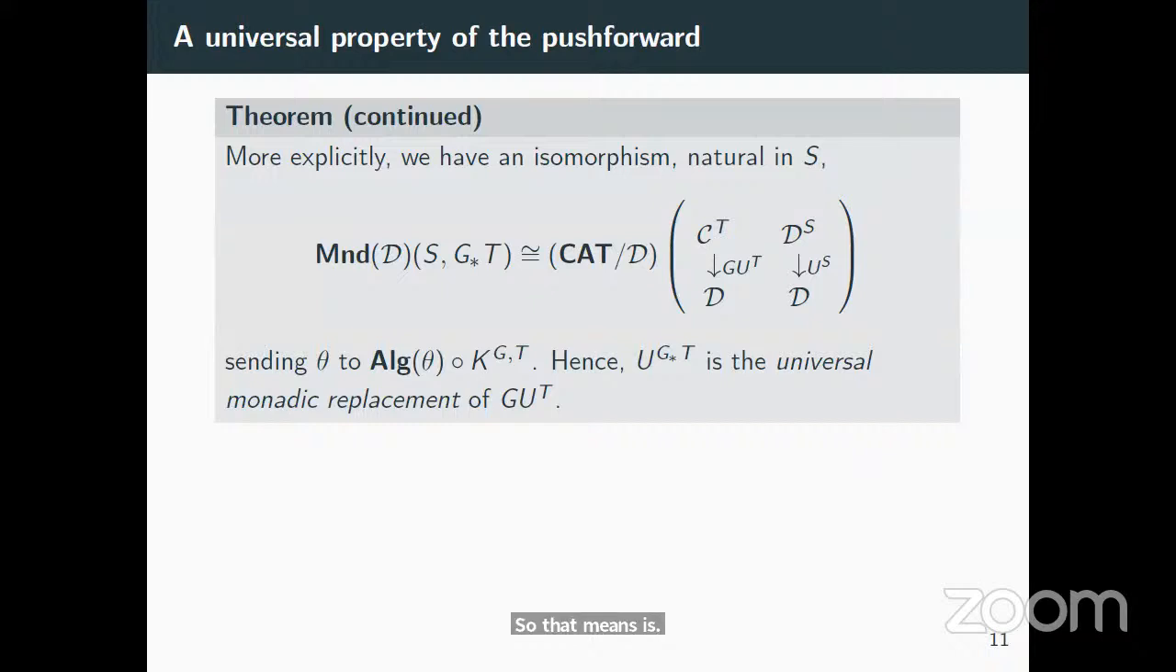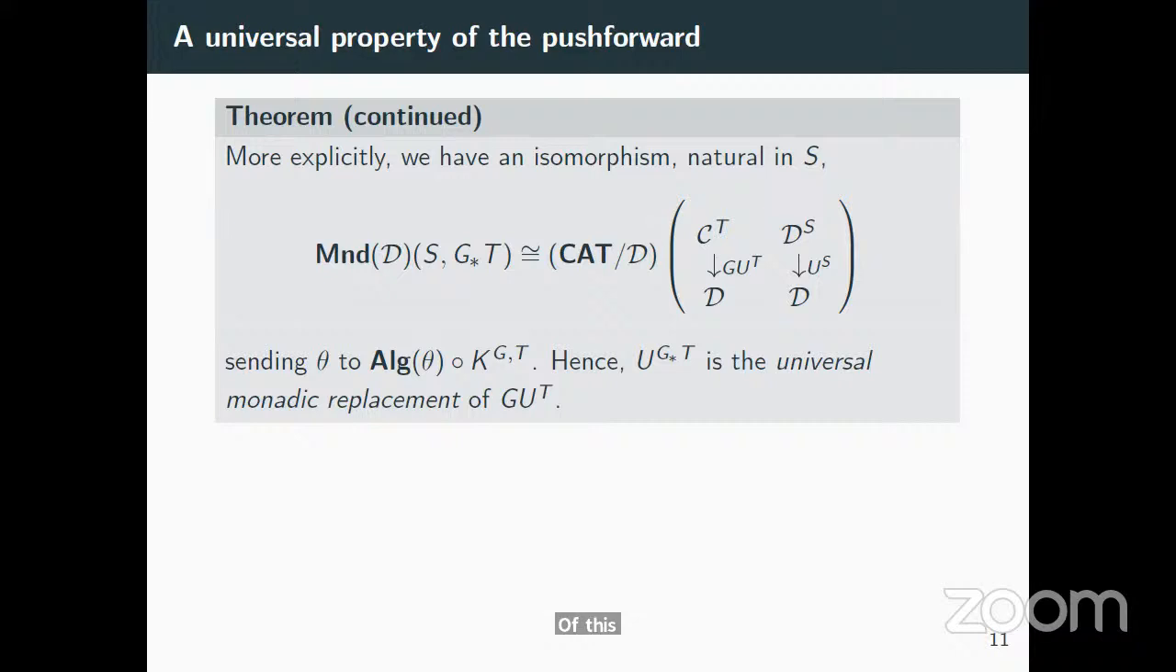the maps of monads from another monad on D^S to this push forward monad are in bijection with arrows over D between these two. And that bijection is given by that old function, okay? But okay, so we could spend a minute trying to unpack what this means. The real, sort of one sentence answer is that G, the forgetful functor from the category of algebras of the push forward monad, is the universal monadic replacement of this GUT here.